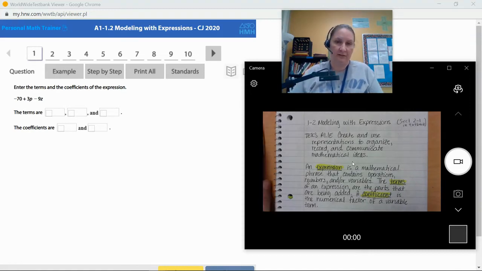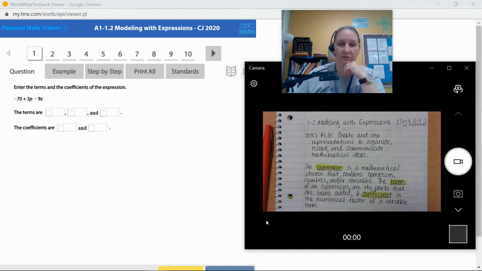Okay, this is the 1-2 modeling with expressions notes. I have the HRW assignment open as well as the notes. So I'm going to show you how to make sure to type things in correctly for a few of the questions.